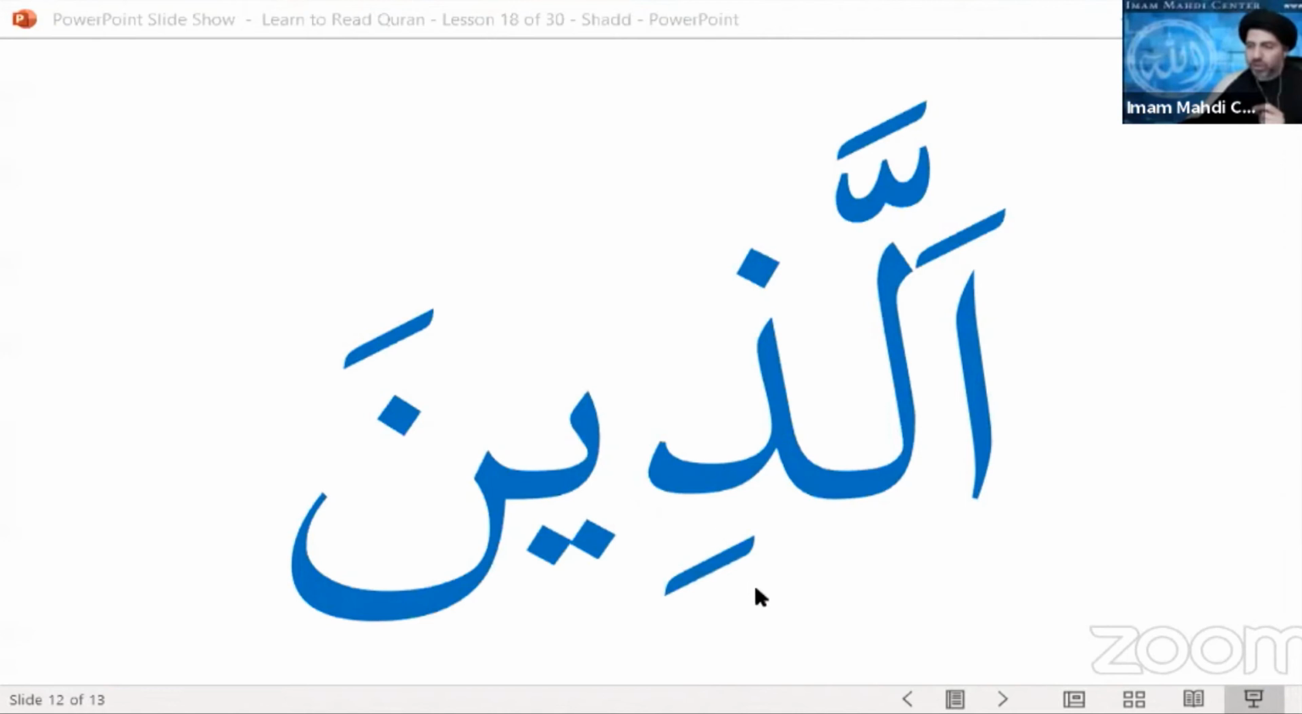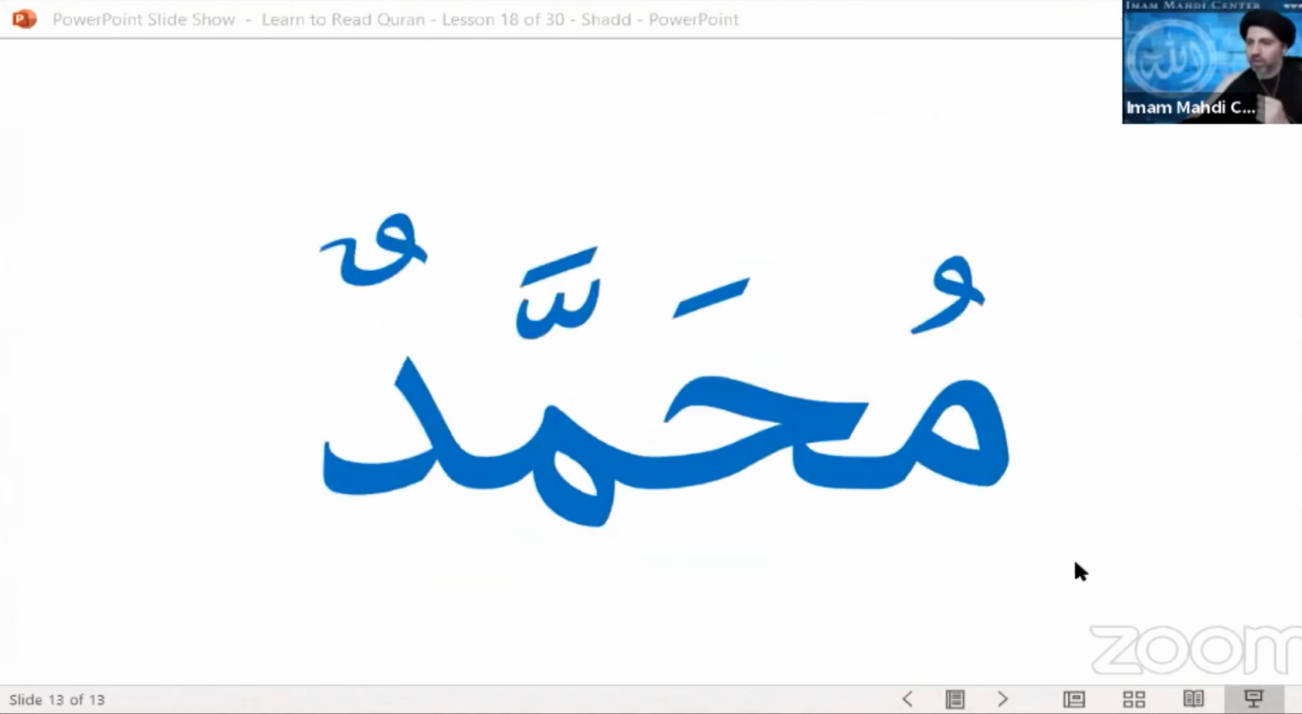Then we have dal with kasra and ya. So we read the dal with a long vowel. We say dhi, and then the noon has a fatha, which is of course pronounced na. So now we have Allah, dhi, na. So now let's say this word smoothly without stopping. We say alladhina. One more time. Let's read it together. Alladhina. MashaAllah.